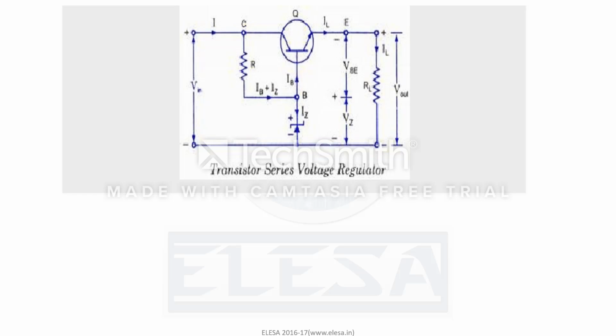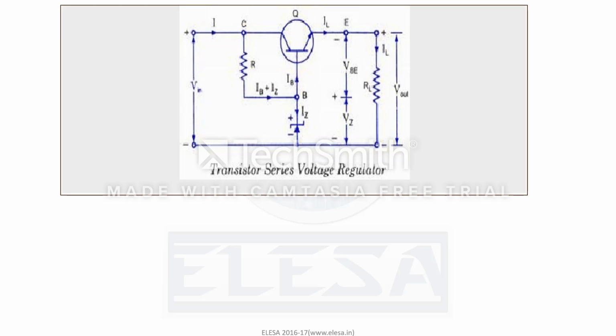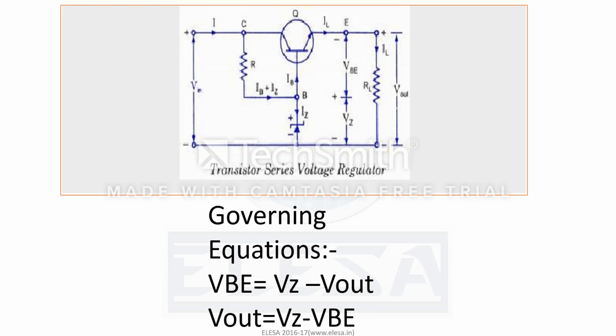Change in Vb causes regulation of voltage across load. Remember the equation. According to KVL, VBE is equal to Vz minus Vout and Vout is equal to Vz minus Vb. These are the governing equations for the constant output voltage.